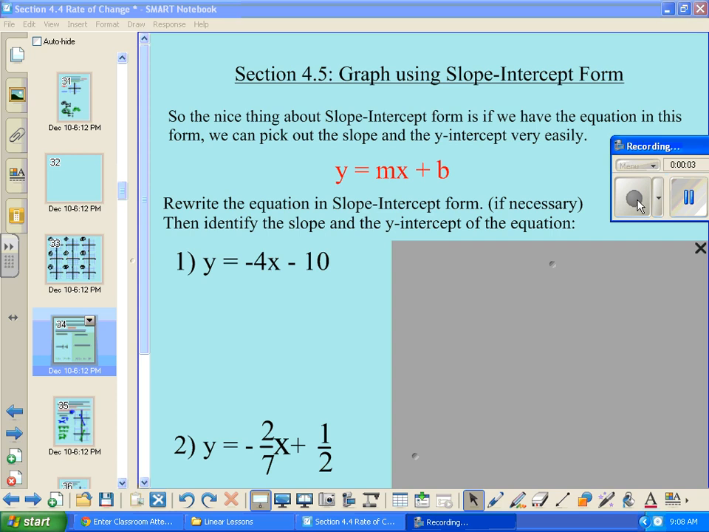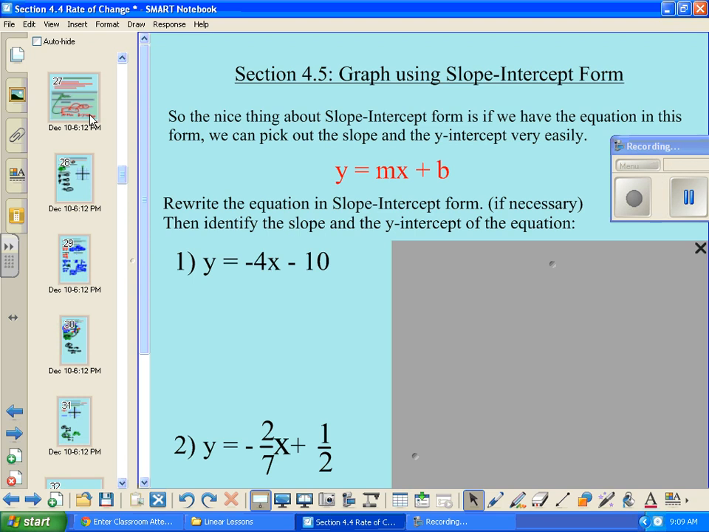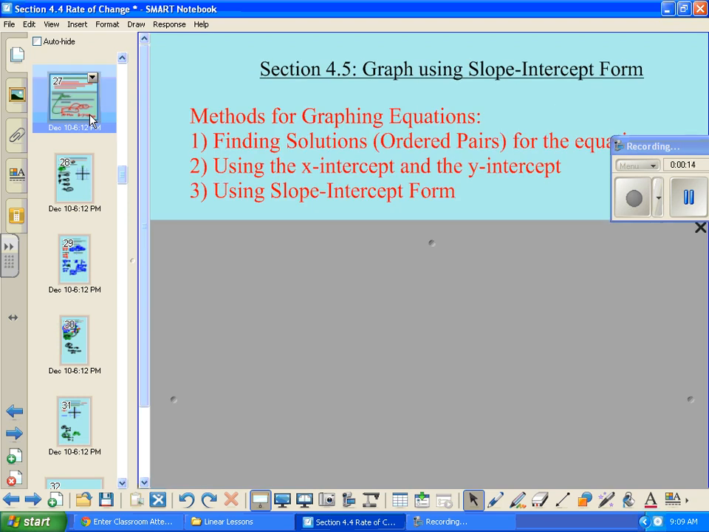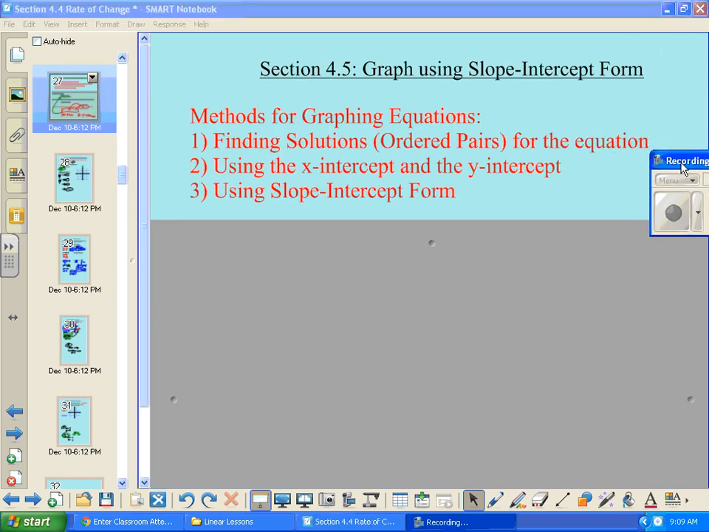Today's lesson is a continuation of section 4.5, graphing using slope-intercept form. We just recently learned a third method to graph. We knew two methods before. This is our third one, so now we know all three of the methods that we're going to talk about when it comes to graphing a linear equation this year.